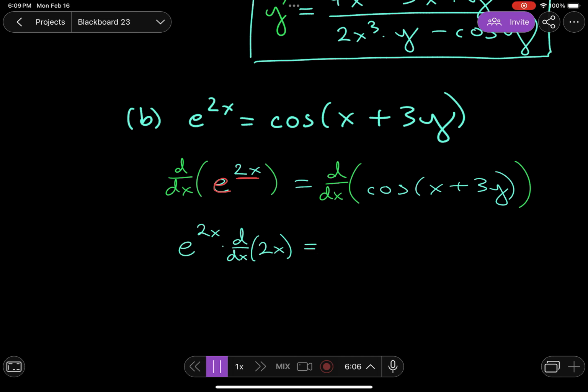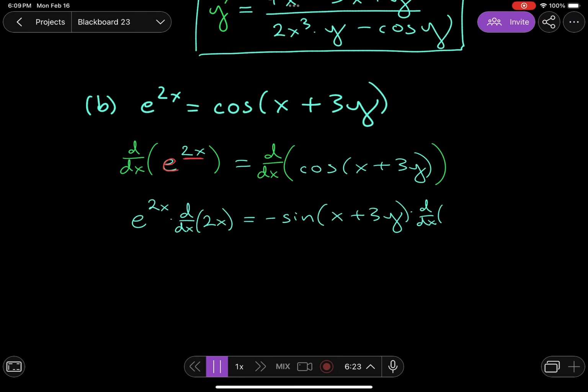Over here on this side, we have the derivative of the outside function, which is cosine. So the derivative of cosine, that's also known as negative sine. And I have to evaluate that at the inside function. And then after doing so, I then multiply by the derivative of the inside function with respect to x. That's really important. So again, that's just the chain rule.